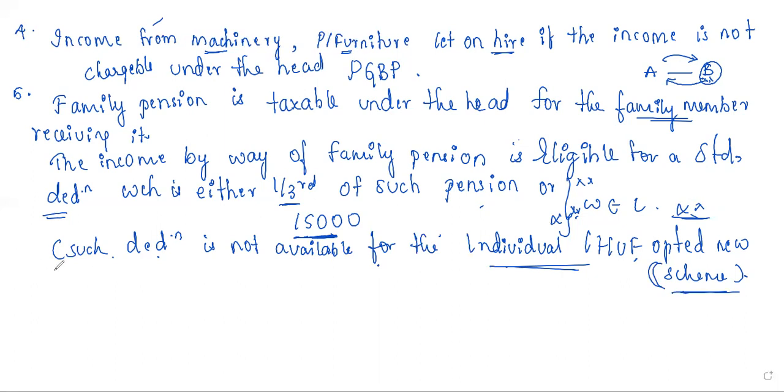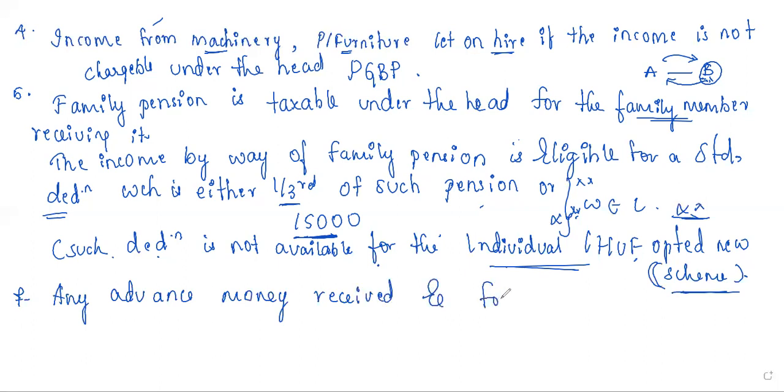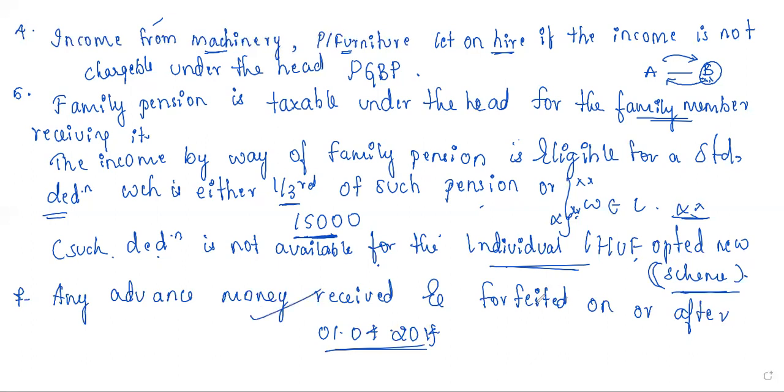The last point you can take down: any advance money received and forfeited on or after 1/4/2014. Before this date, any advance amount you have received or any amount that you have forfeited, if it is after 1/4/2014, we won't take that in the head of salary. We usually take that under the head of income from other sources. Is there any doubt in this?